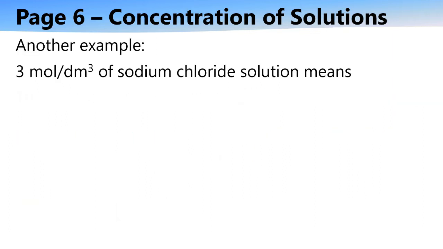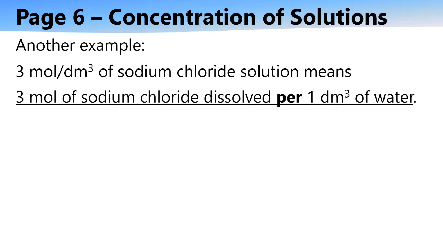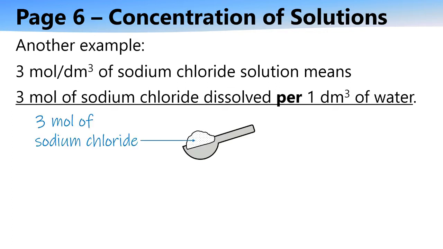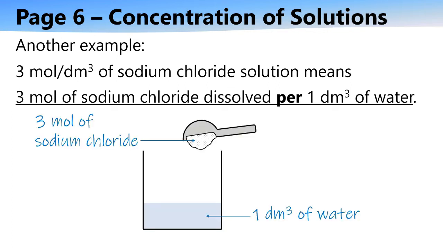Okay, another example. 3 mole per dm cube of sodium chloride solution means I have 3 moles of sodium chloride dissolved per 1 dm cube of water. Same thing, we have 3 mole of sodium chloride in 1 dm cube of water, and I dissolve it.